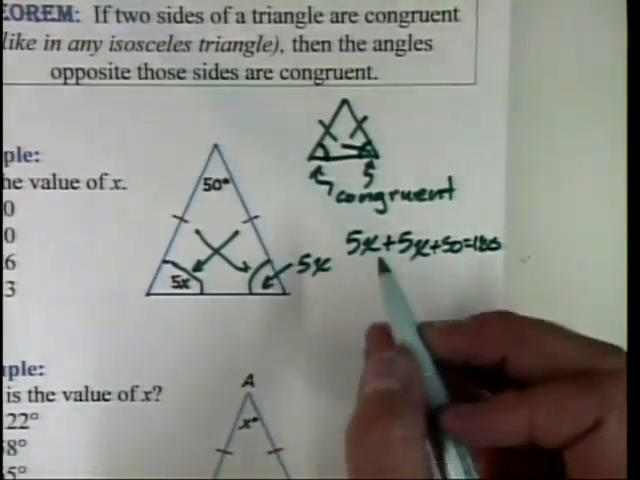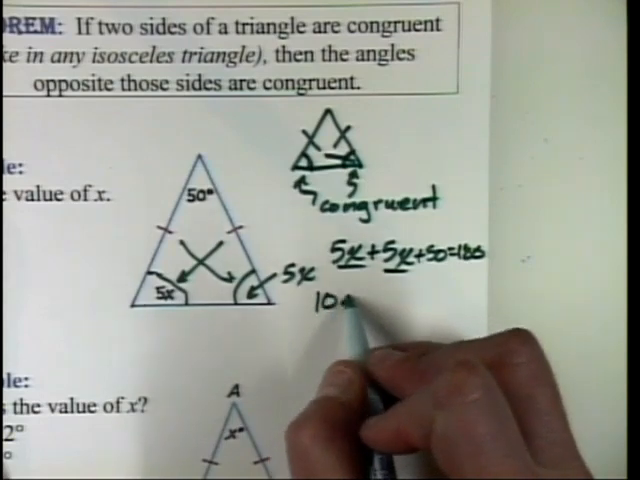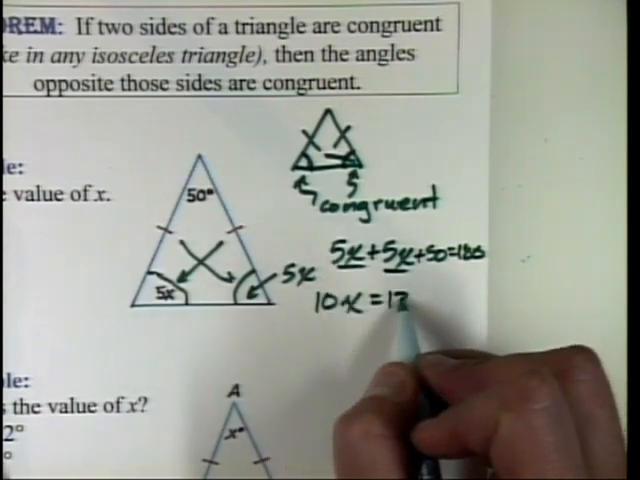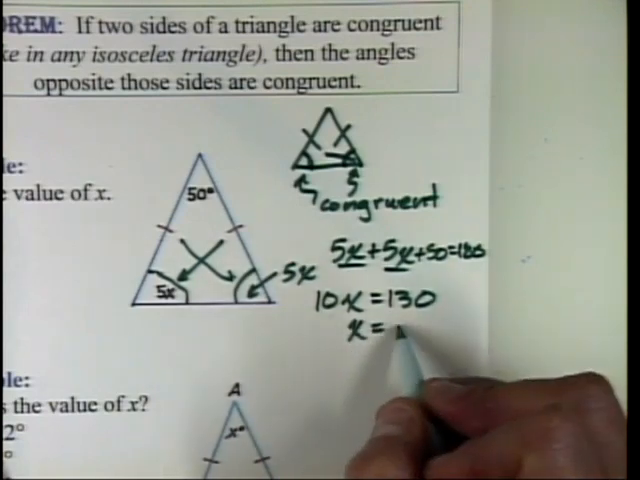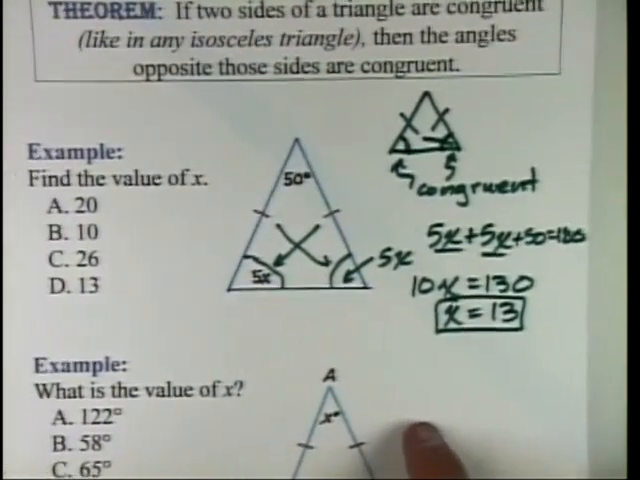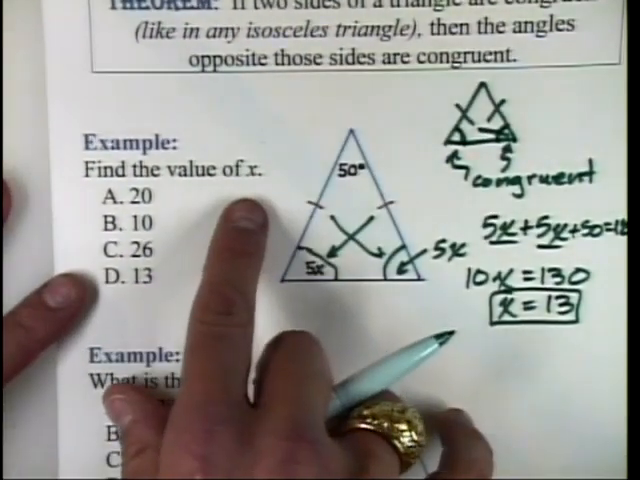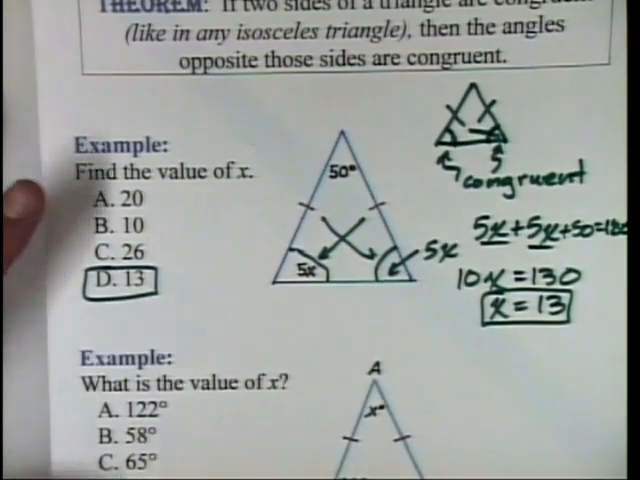Now I can subtract 50 from both sides and combine my two 5x's to get 10x equals 130. And then dividing both sides by 10, I get x equals 13. So x is 13. Let's read the question again. It says to find the value of x. Well, I did find the value of x. It happens to be 13. So I've answered the question.